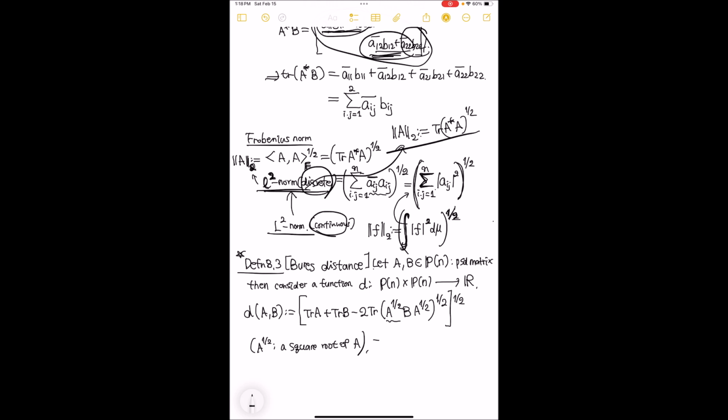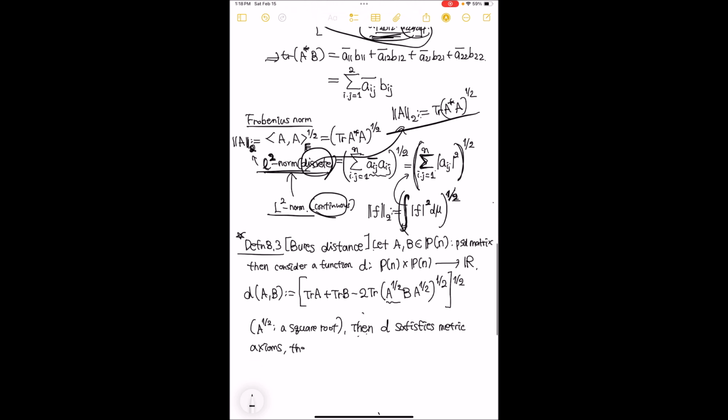Then D satisfies the metric axioms. Then we call D(A,B) a Bures distance.